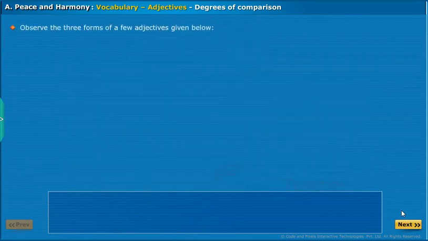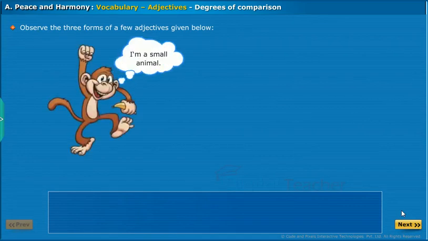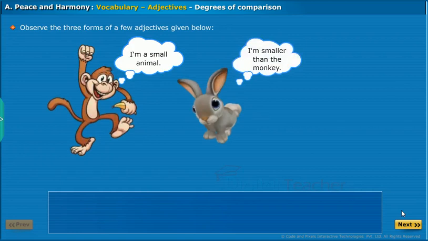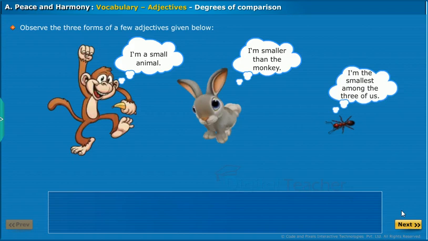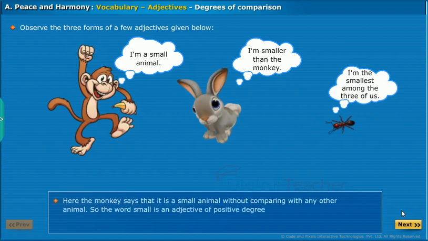Observe the three forms of a few adjectives given below. I am a small animal. I am smaller than the monkey. I am the smallest among the three of us. Here, the monkey says that it is a small animal without comparing with any other animal. So, the word small is an adjective of positive degree.